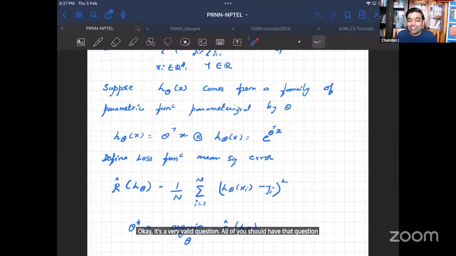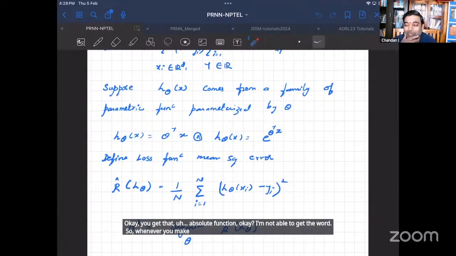Now, what is this? We actually get so many things. Even if you assume exponential, you get something else. You may not get this form. You get with norm, you get that absolute function. Okay, I'm not able to get the word. Whenever you make an exponential assumption, that's when you get Laplace-type laws.